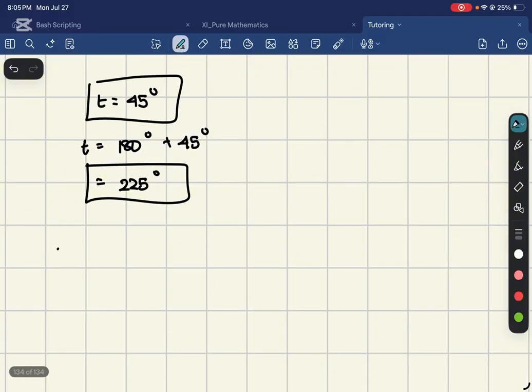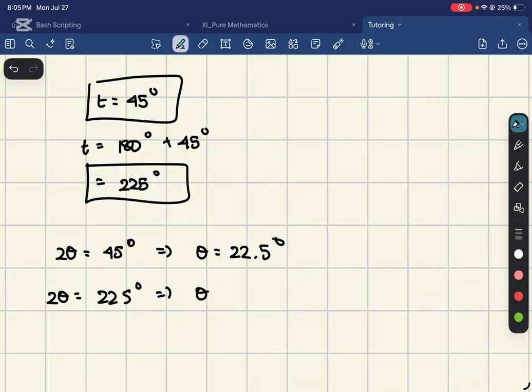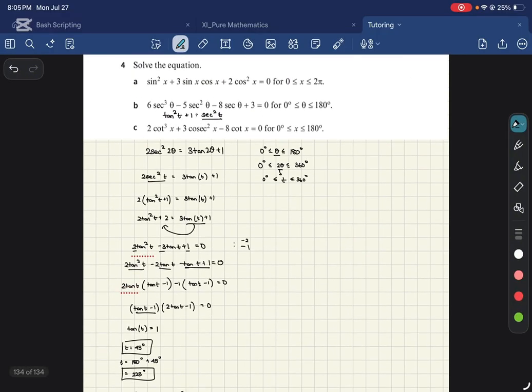But remember, t is just 2 theta. So this implies that theta is 45 over 2, which is 22.5 degrees. And 2 theta is also 225 degrees. So that implies that theta is going to be 112.5 degrees. All right. So we have two of our solutions.